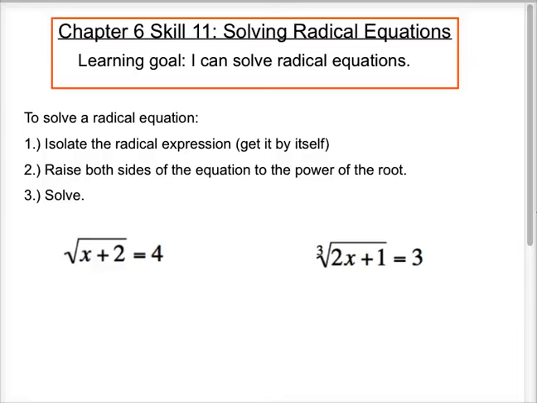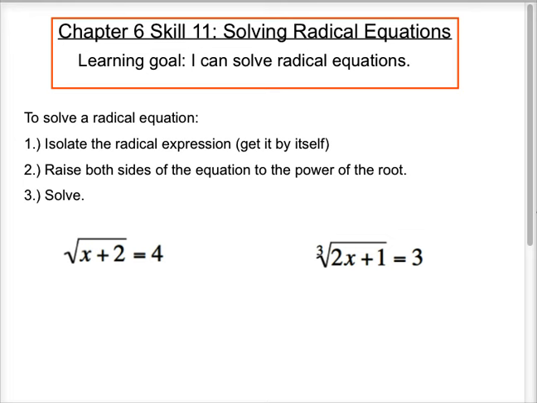Welcome back. In these notes, we're going to start talking about full equations. So no longer dealing with just simple expressions, we're going to be dealing with full-on equations and how to solve them. When you're dealing with a radical equation, the big idea is first you need to isolate the radical.